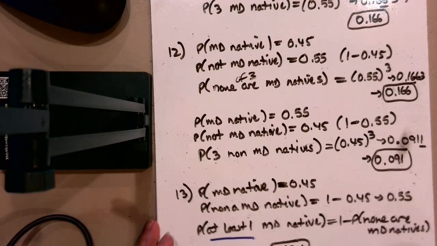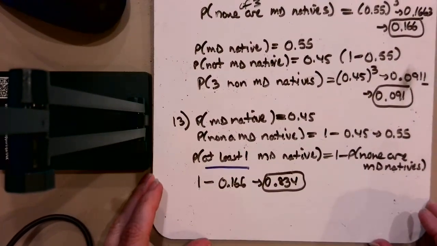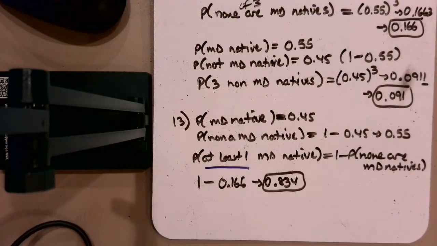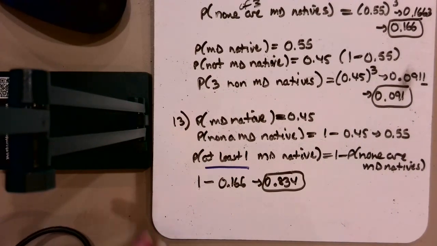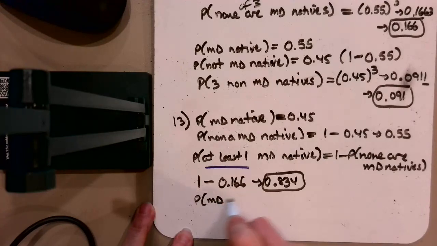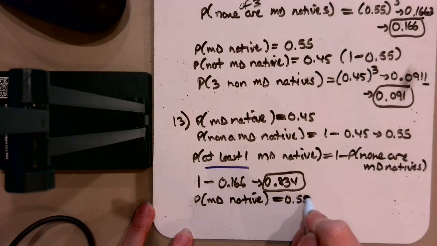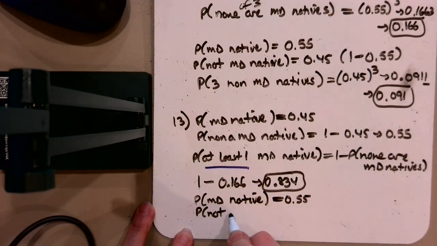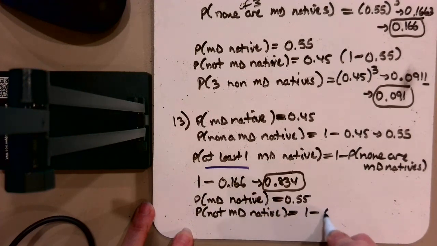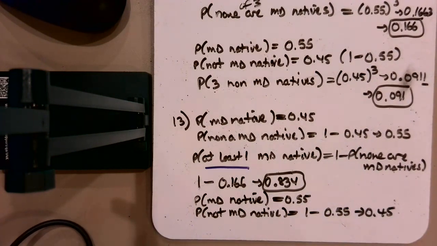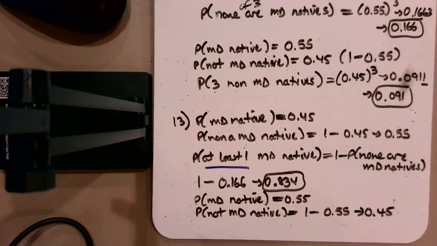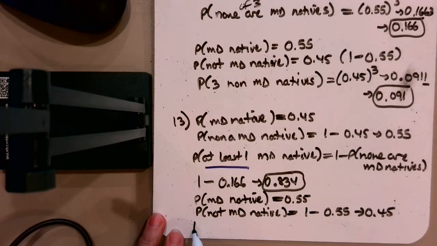The other version of question 13 goes to the second version of number 12. And this says the probability the BCCC student is a Maryland native is 55%. So the probability that a BCCC student is not a Maryland native, the complementary event, would be 1 minus 0.55, which would be 0.45, 45%. And the question says, if 3 students are selected at random, find the probability at least one of the 3 is a Maryland native.